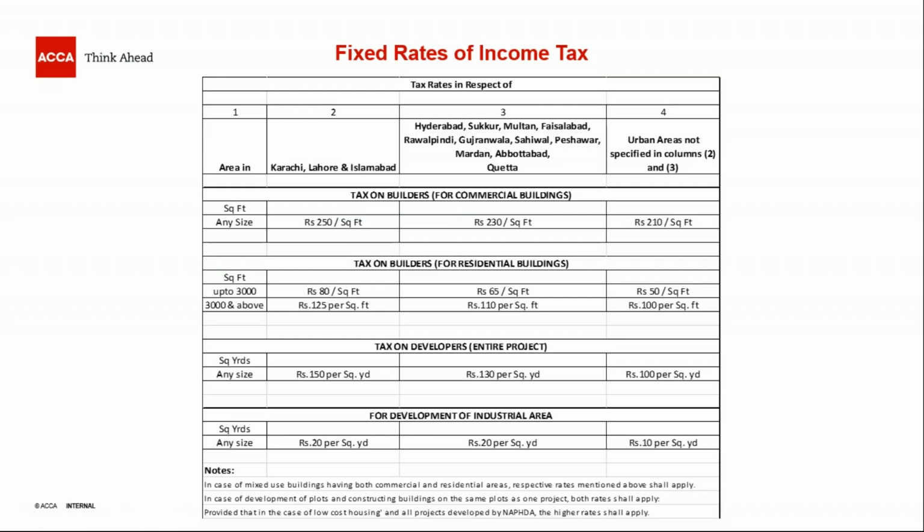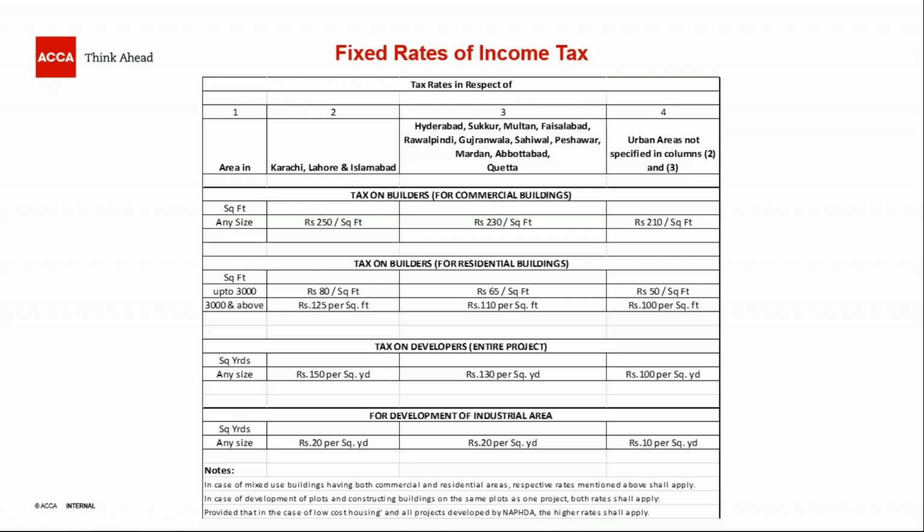It can be any size. There would be a fixed tax in Karachi, Lahore, Islamabad for commercial buildings, and in terms of any builders undertaking commercial projects, it would be 250 rupees per square foot. In the cities falling under column 3, it would be lesser, 230 rupees per square foot. And in any other urban areas other than column 2 and 3, it would be just 210 rupees per square foot.